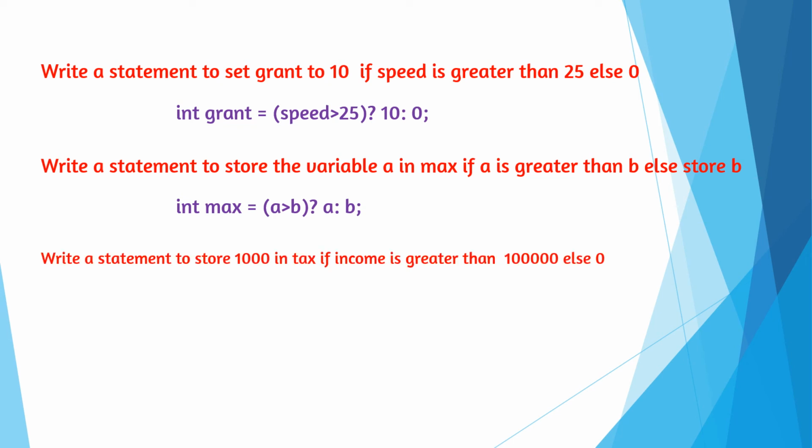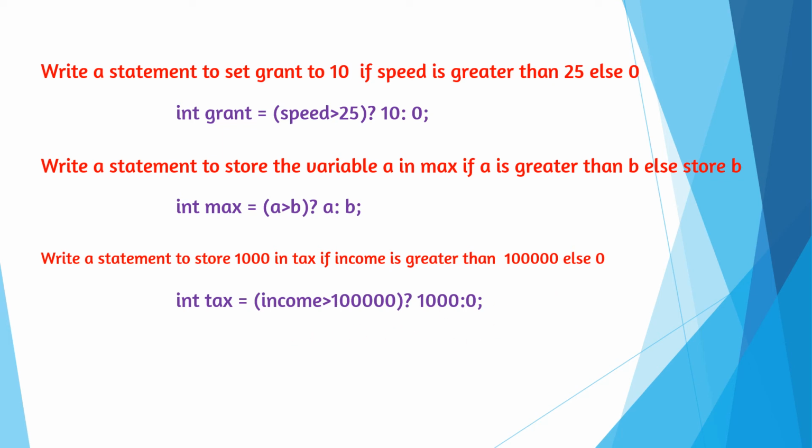And the third question: write a statement to store 1000 in tax if income is greater than 1 lakh, else 0. So here the condition is income greater than 1 lakh or not. And if income is greater, 1000 will be stored in the variable tax, otherwise tax will be 0. So income is a variable name, tax is a variable name. How can we write? int tax is equal to income greater than 1 lakh. It will be in brackets and then question mark, condition is true, then 1000. So 1000 we will write first, because if the condition is true, 1000 will go, colon 0. If the condition is false, 0 will go to tax.